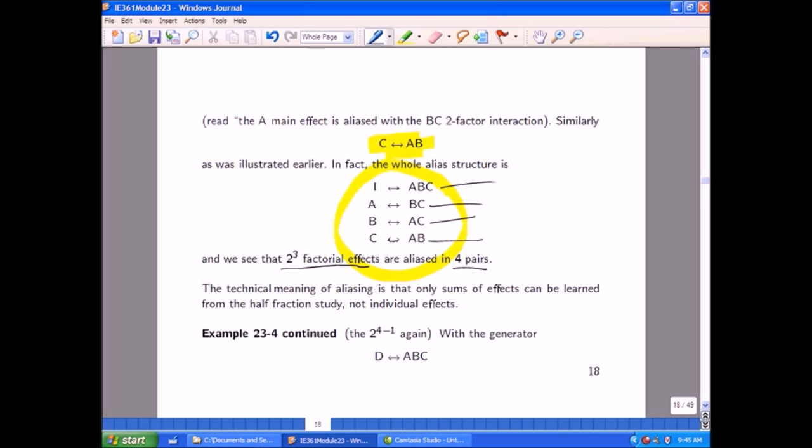That makes sense. If I have data from only four process setups, I can only estimate four things. What are those four things? In the first place, grand mean plus 3-factor interaction, A main effect plus BC 2-factor interaction, B main effect plus AC 2-factor interaction, C main effect plus AB 2-factor interaction. So there's the technical meaning. All I can do is put my hands on sums of effects.